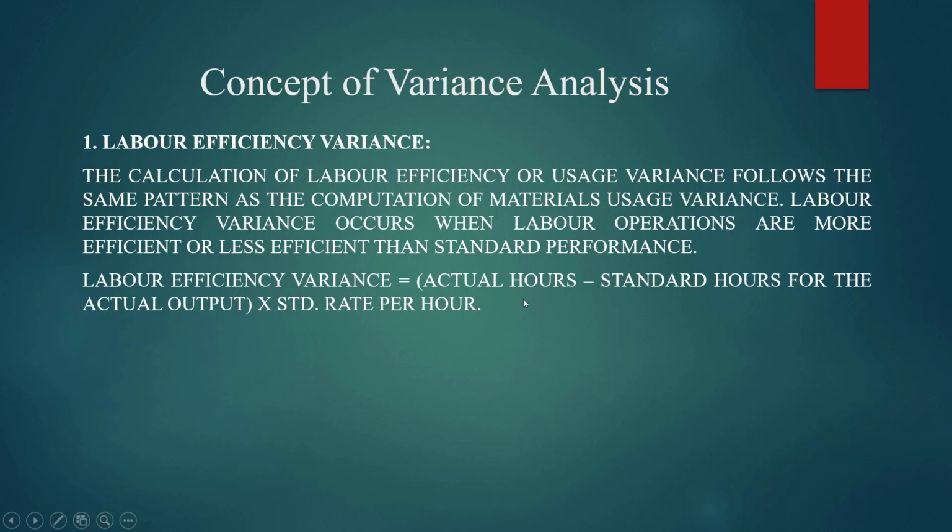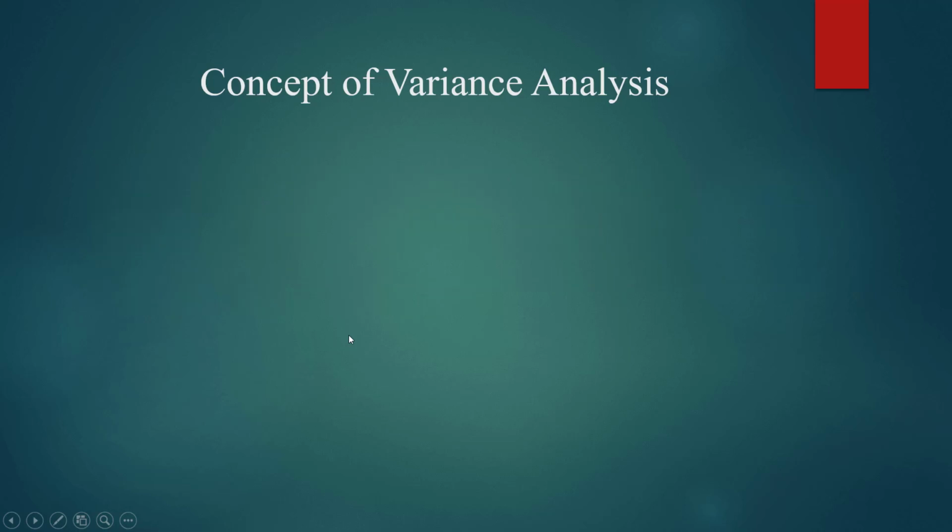They took more than the standard hours. Then it will be adverse. Okay. So the same pattern will go as we have learned in the material variances. The formulas only will be different for the labor variance. So this is labor efficiency variance. Next is labor rate variance.